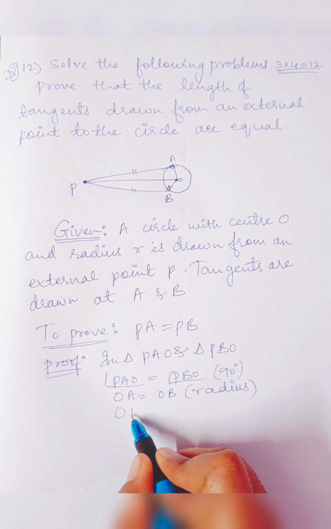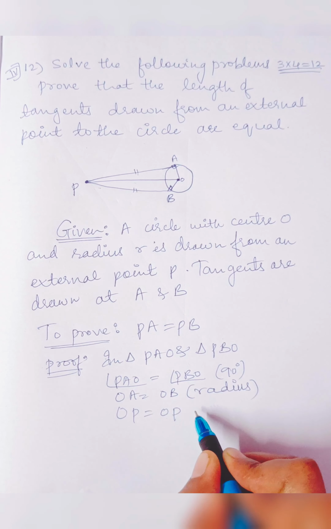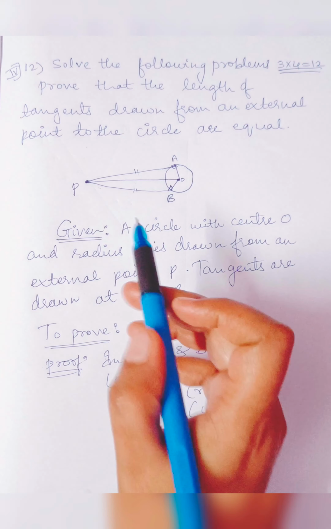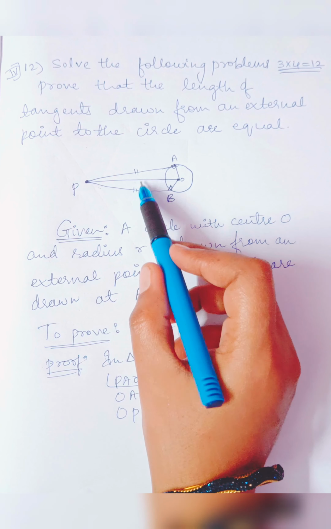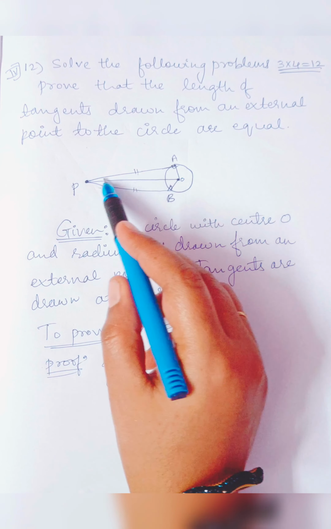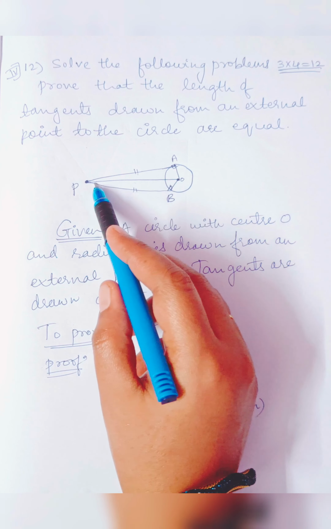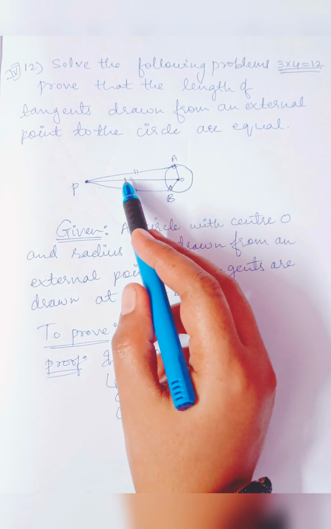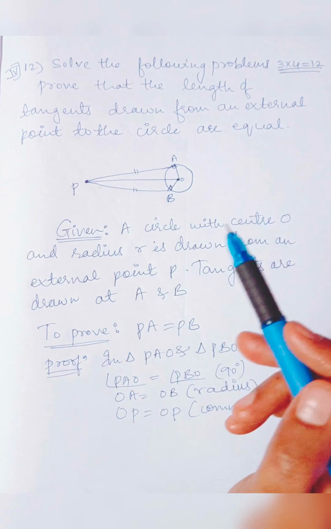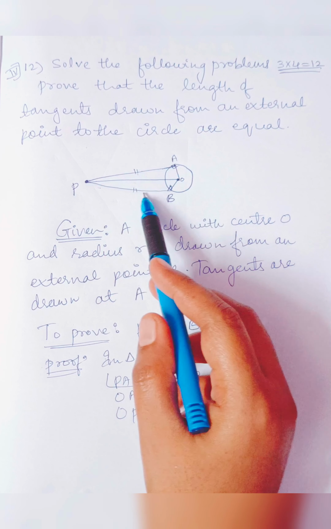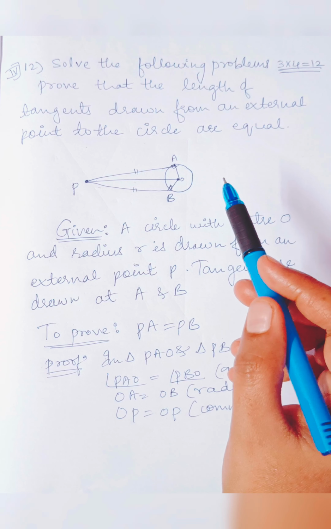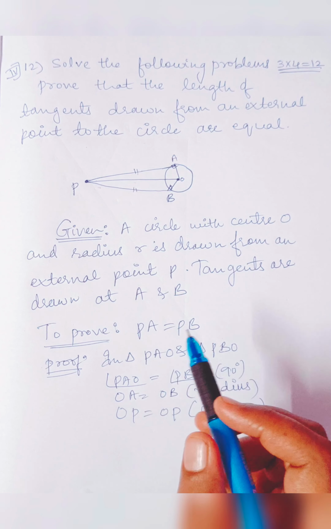Next, OP equal to OP. That is the common side. So if you observe, from both the tangents, OP is in both the triangles. OP is the common side for this triangle and this triangle. Okay, triangle POA and PBO. OP is the common side.